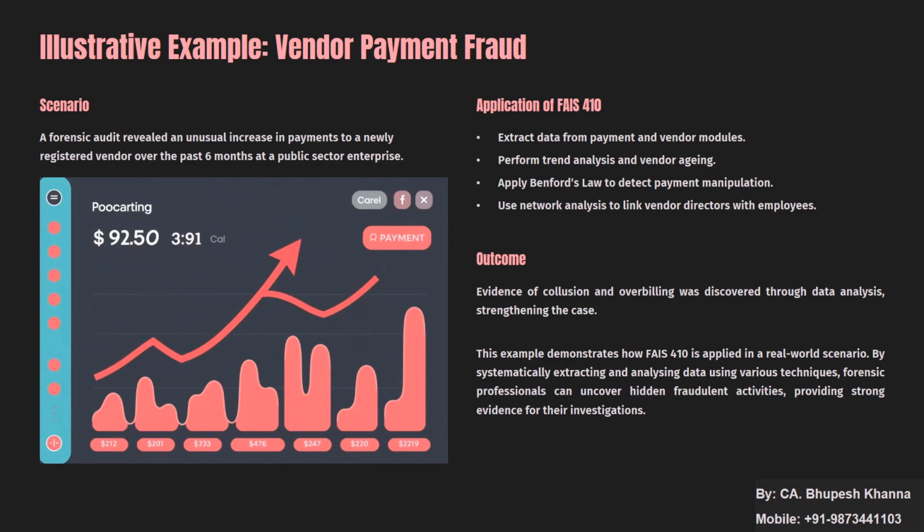Perform trend analysis and vendor aging. Use Benford's law on payment amounts to detect manipulation. Apply network analysis to link the vendor's directors with employees of the organization. Outcome: evidence of collusion and overbilling is discovered through data analysis, strengthening the case.